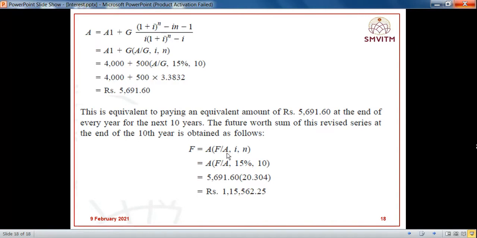Then you can calculate the future worth using the uniform series future value: F equal to A into (F by A, 15%, 10), for 10 years. Therefore the future value of this deposit at the end of the 10th year is 1,15,562.25 rupees. So that person will get 1,15,562 rupees with this investment. This is the gradient factor: first convert the gradient into an annuity or uniform series, then the uniform series to the future value. If you want to calculate the present value, convert into present value instead.